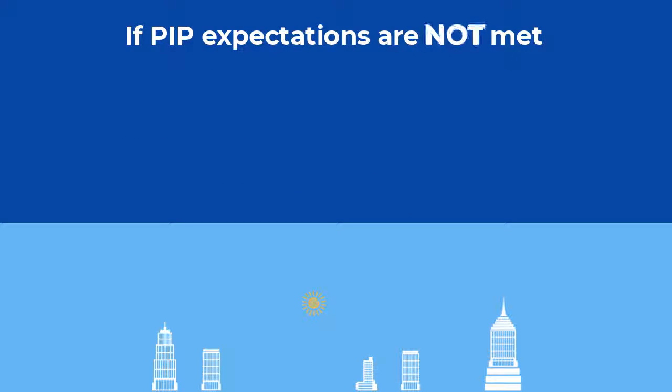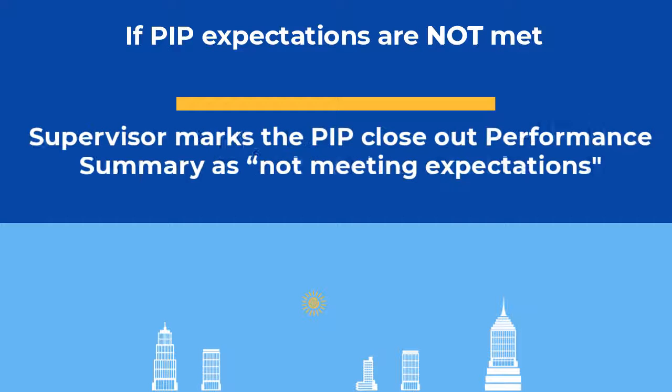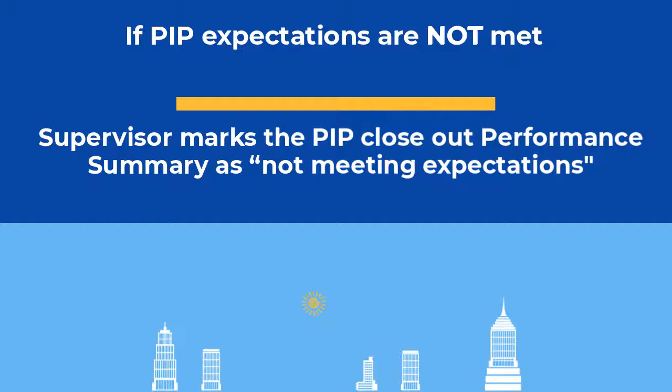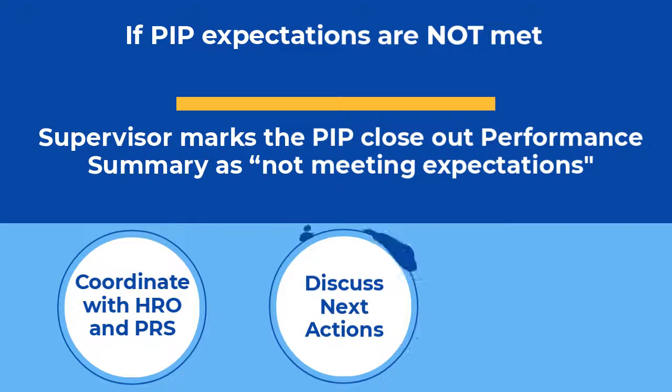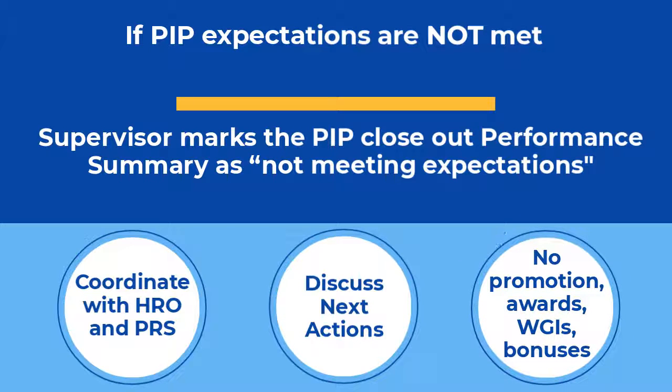If the employee has not met PIP expectations, then the supervisor marks the PIP closeout performance summary as not meeting expectations. Remember, if this is the first PIP, the supervisor may extend up to an additional 90 calendar days. The supervisor should coordinate with their HRO and PRS for discussion of appropriate next actions. The holds on promotion, awards, within grade increases, and/or bonuses will remain in place.